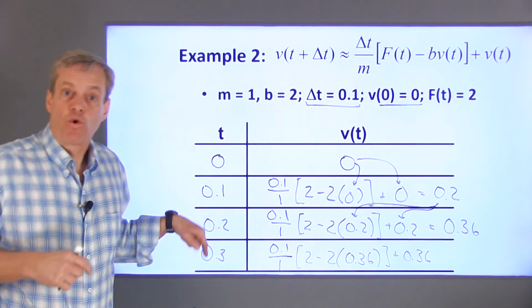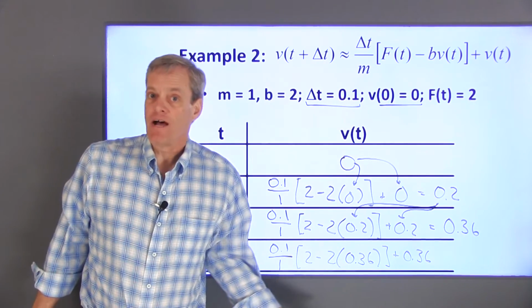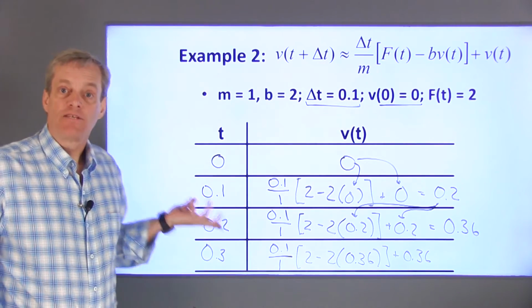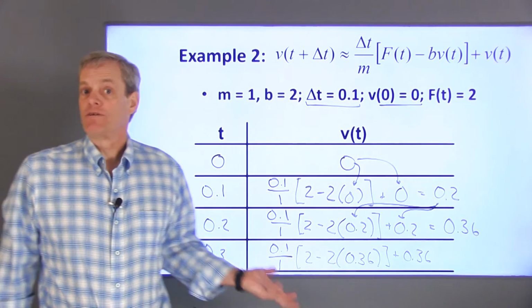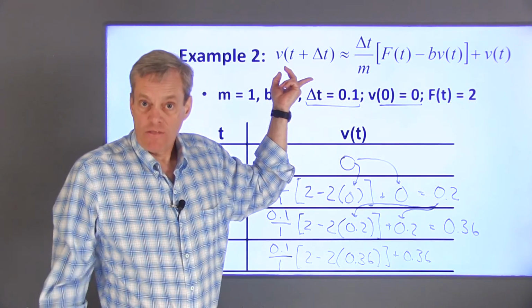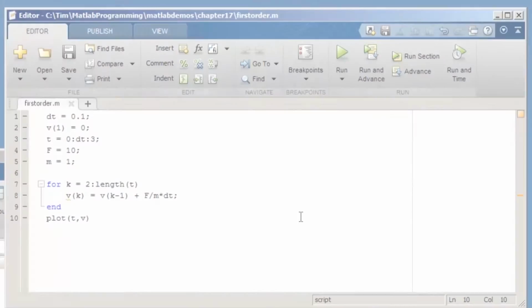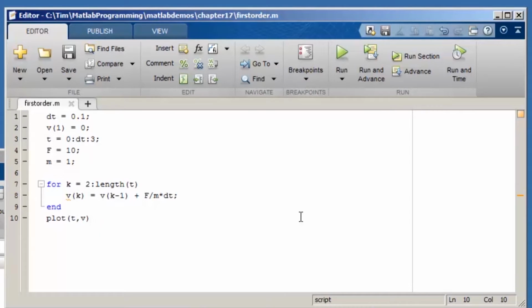And we can just keep working our way through time that way. Now let's modify our previous m file to calculate the velocity of the mass with damping. The looping structure is the same as before. We only need to change the mathematical expression within the loop to include this v of t term. I'll start with the m file from the previous video.